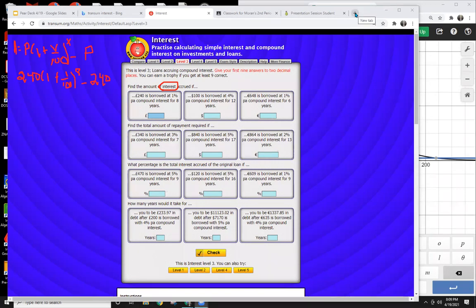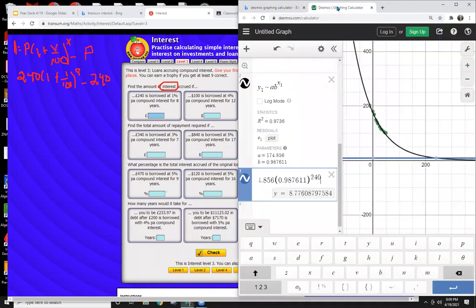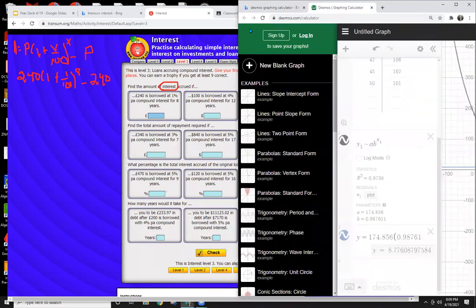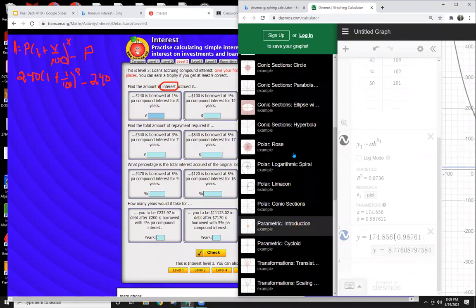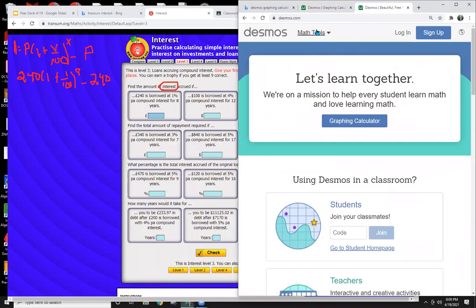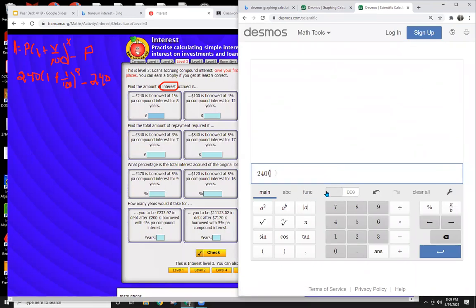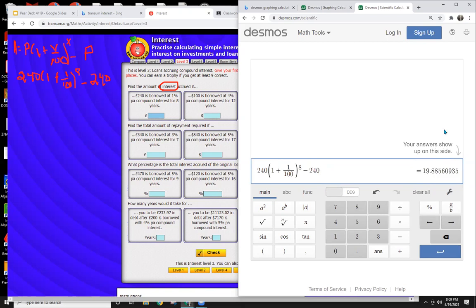So let's go ahead and use Desmos. If you go here, somebody actually did decimals. It could be decimals right here. Okay, so decimals, and then just go to a graphing calculator, scientific calculator. So we got 240 parentheses 1 plus 1 divided by 100 raised to the eighth power, but we don't want the 240, so minus the 240. So that gives us 19.885. Since that last digit is a 5, we're going to have to round up to 19.89.